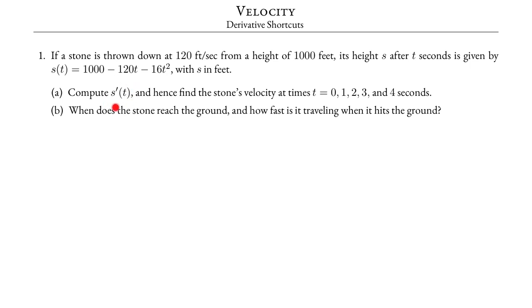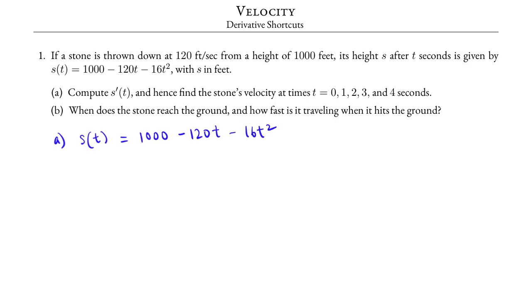First, we will compute s prime of t, which is the derivative of s, or the rate of change of the height with respect to the time in seconds, which will give us the velocity of the object. And so s prime in this case will be the velocity. The function s is given in the quadratic form. s of t equals 1000 minus 120t minus 16t squared.